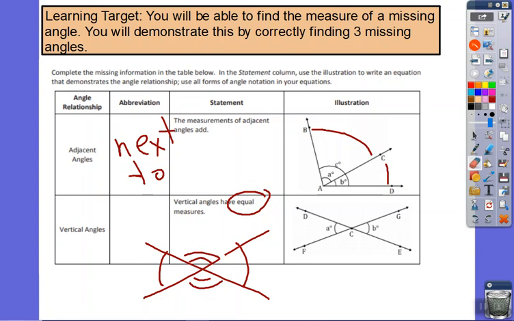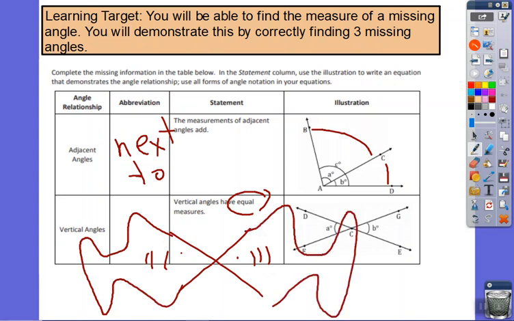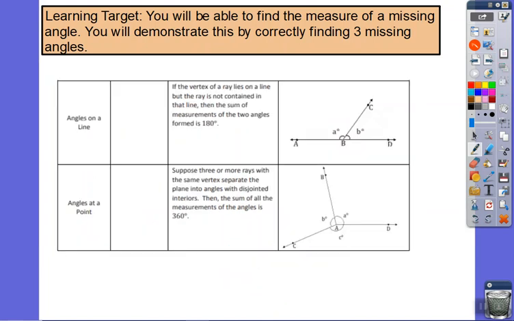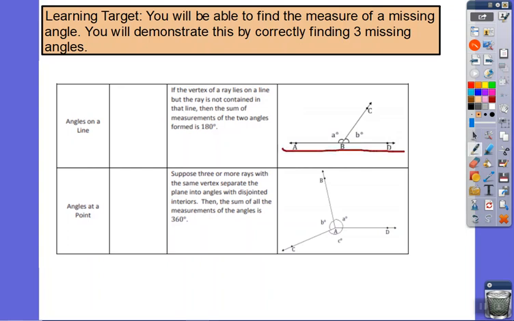I call those the kissing angles, because if we draw them right, they look like two fish that are kissing. They're only touching right here at the lips, and otherwise they're not touching at all. They're across from each other. We also have angles on a line. So here's my line, and here are the two angles that are on that line, and they add up to 180. We got a nice big word for that. That is supplementary.